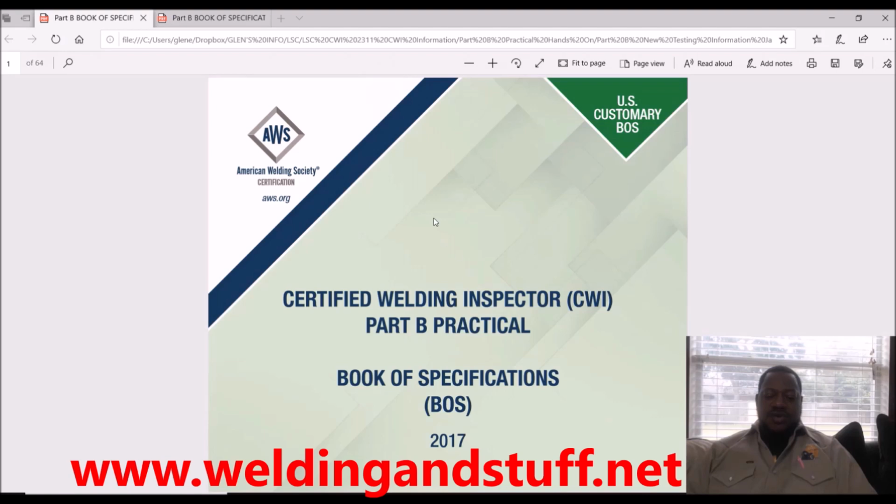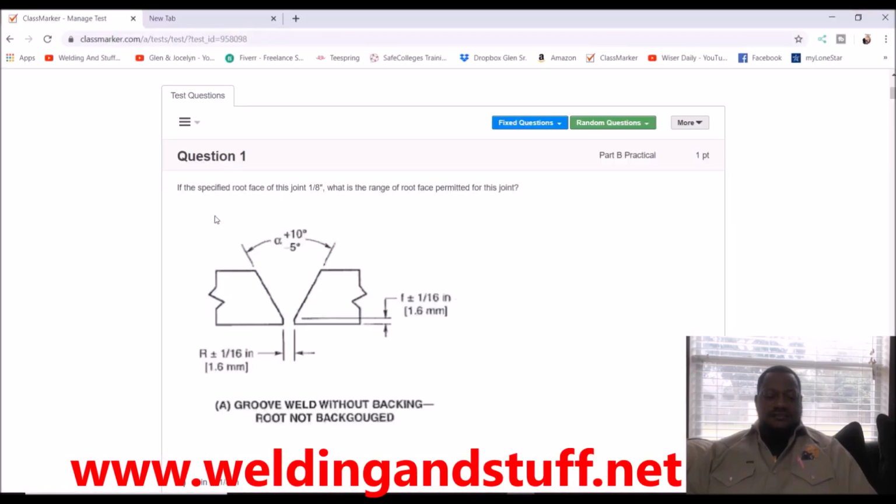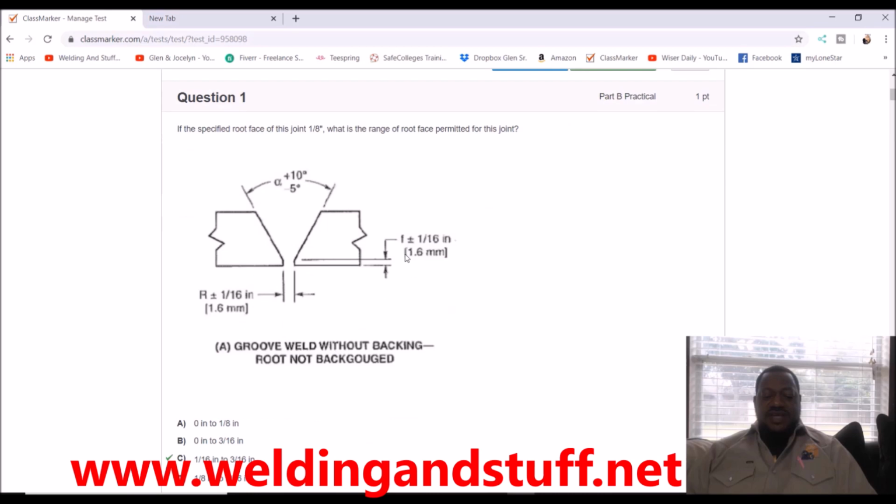But here's how you answer the questions to part B. Say for instance, you get a question like this. Part B: If the specified root face of this joint is 1/8 of an inch, what is the range of the root face permitted for this joint? When they talk about root face, out in the field we call this right here the land. The standard term is root face, but in the field we call it the land. So let's say this land is 1/8 of an inch, what is the range of the root face permitted for this joint? And see, you have a tolerance right here.